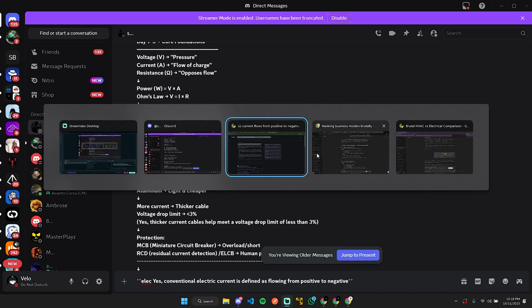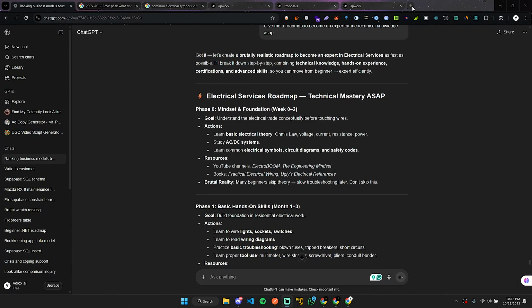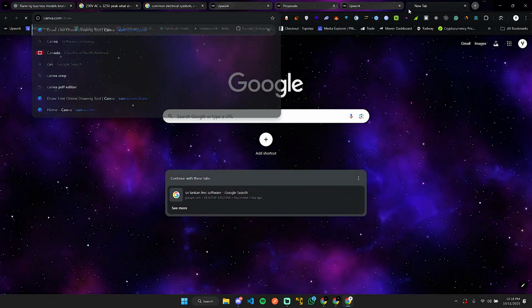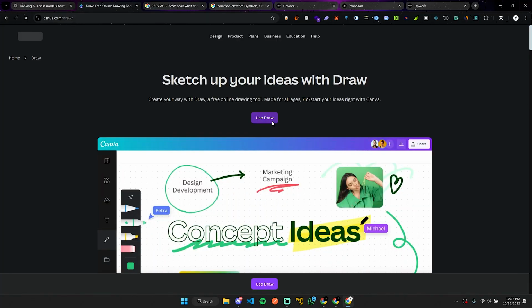So it flows from positive to negative. So I'm gonna draw a goofy thing, so then it goes in my head further. So I'm gonna go on Canva and draw a goofy positive to negative thing, so it sticks in my head for the rest of my life. Positive to negative. That's literally me, bro. I'm going to draw it in a way it makes sense.